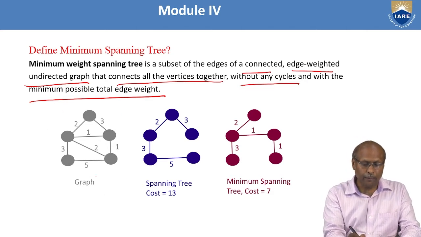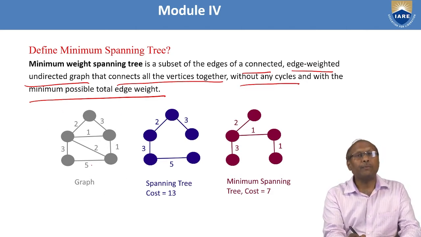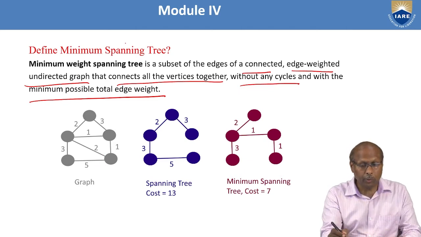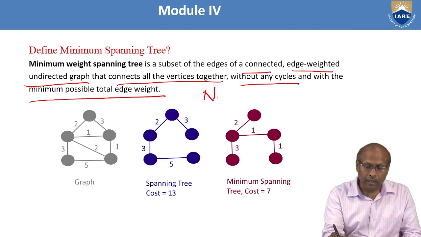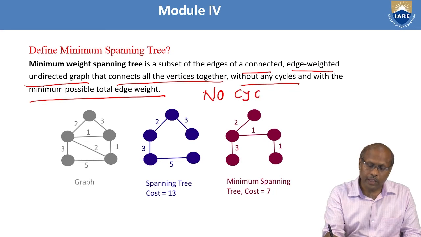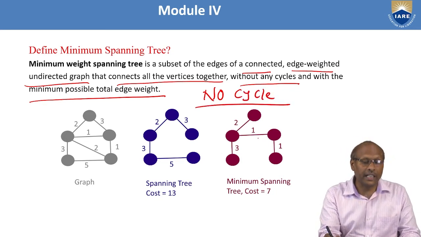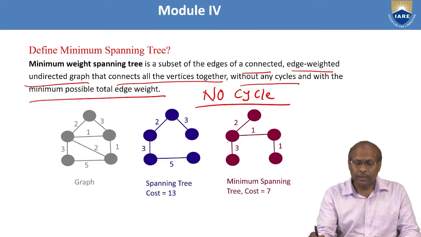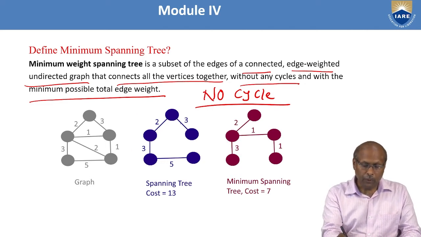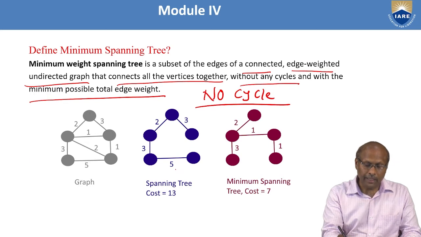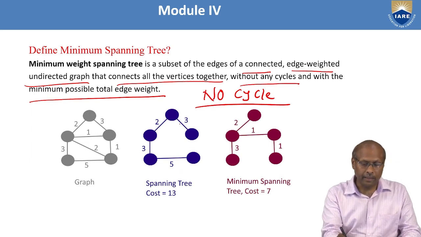Now if you observe this graph, this is a graph but it has a lot of cycles. So when I say minimum spanning tree, there is no cycle. Remember the words no cycle. If a cycle is there, then that becomes a graph, whereas in the case of a tree, there is no cycle at all. So for a minimum spanning tree, no cycle. Now if you observe here, there is no cycle, but it is not a minimum. It is only a spanning tree.